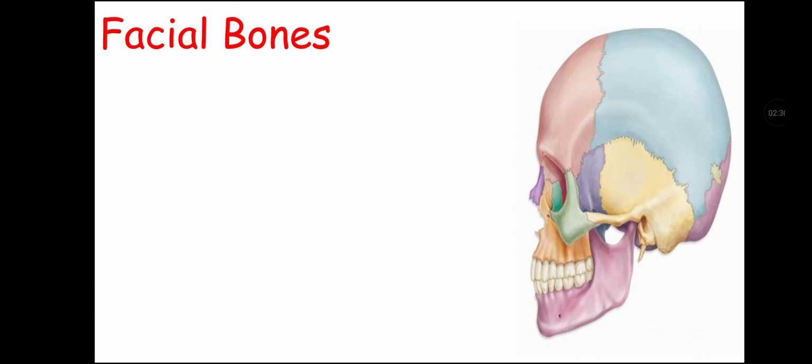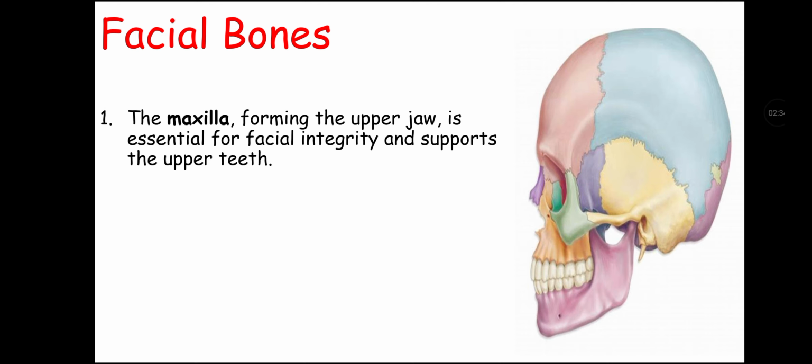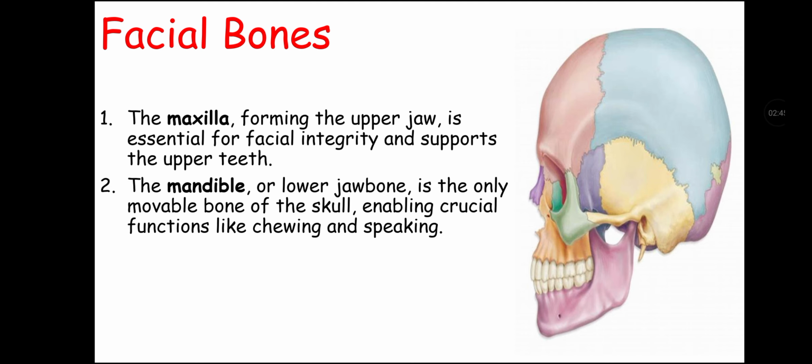Now let's talk about the facial bones. Facial bones include the maxilla that forms the upper jaw. Here you can see the orange colored bone in the facial area is the maxilla. It is essential for facial integrity and supports the upper teeth.